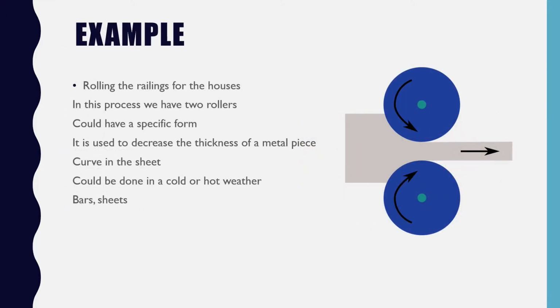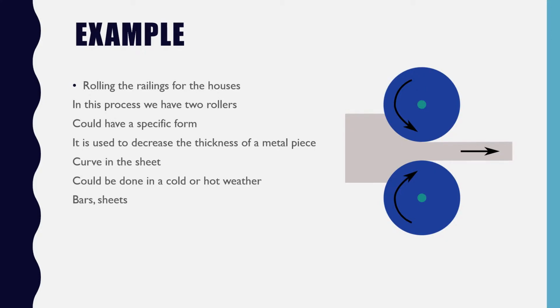For example, we talk about rolling of the bars. Well, the thick bar passed through two rollers to decrease the thickness and get a sheet of metal. This process could be done cold, or if you want to make it easier, you can apply heat. Rolling the railings for the houses is this process.